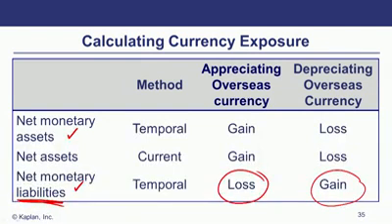So here's the kicker. You could have an appreciating overseas currency, and if you use the all current rate method, you'd get a gain, but if you use the temporal method, you'll report an exchange rate loss. Likewise, maybe you've got a depreciating overseas currency. If you use the current rate method, it would give you a loss. But if you use the temporal method, it would give you a gain. And that really illustrates how these gains and losses are not true economic gains and losses. They're really driven by the accounting methodology that we're looking at here.